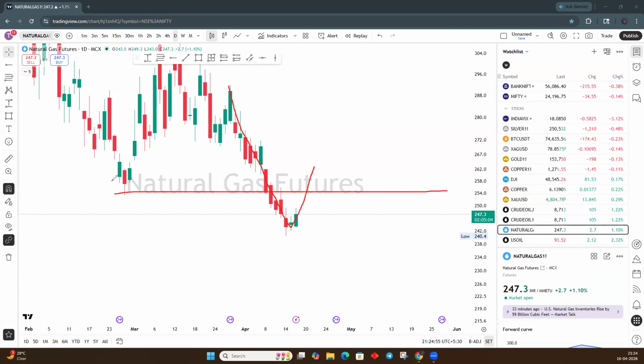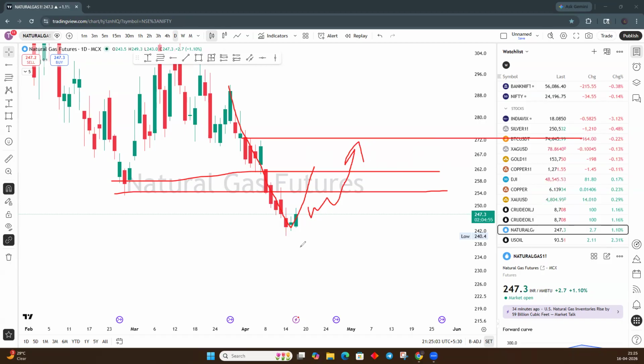Sorry, the pullback can hit 262 to 270 levels if there is a good sharp rise in the natural gas, and this low can act as a previous low, which is very important.